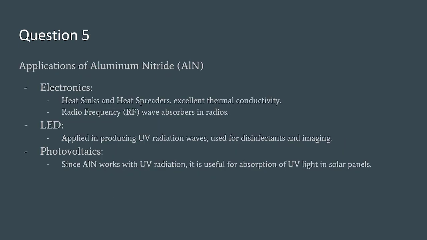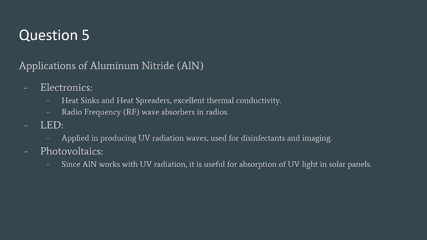Alright, question 5 asked for the fun stuff, the applications of our semiconductors. It asked for applications in 3 areas: electronics, LEDs, and photovoltaics. So firstly, for our first material, aluminum nitride, AlN, for electronics, it's used in heat sinks and heat spreaders for excellent thermal conductivity, meaning that it dissipates heat very fast.